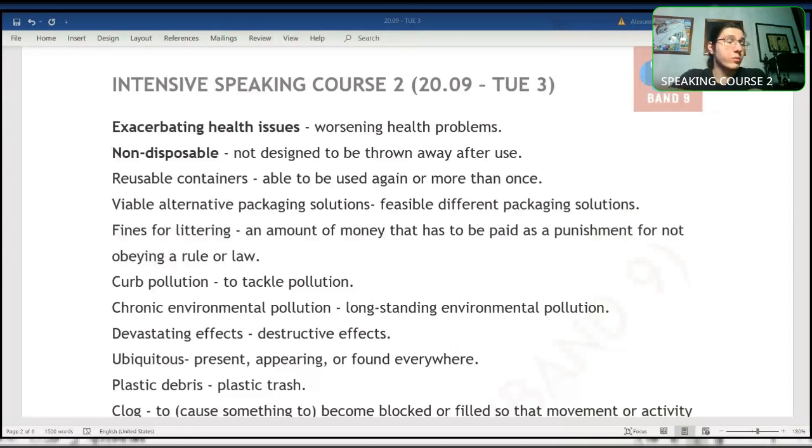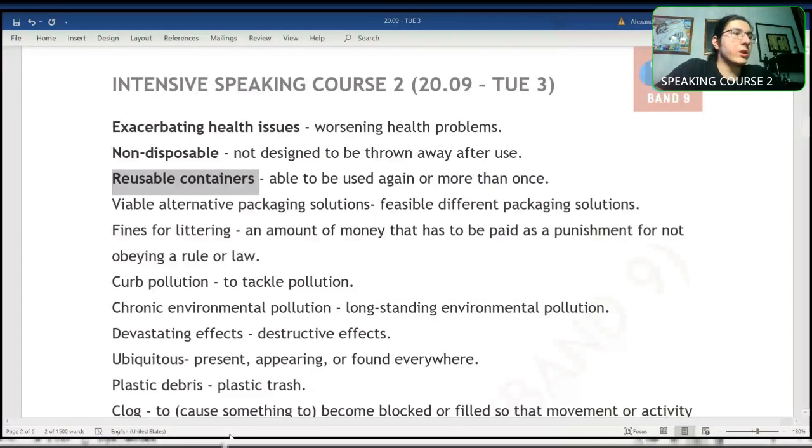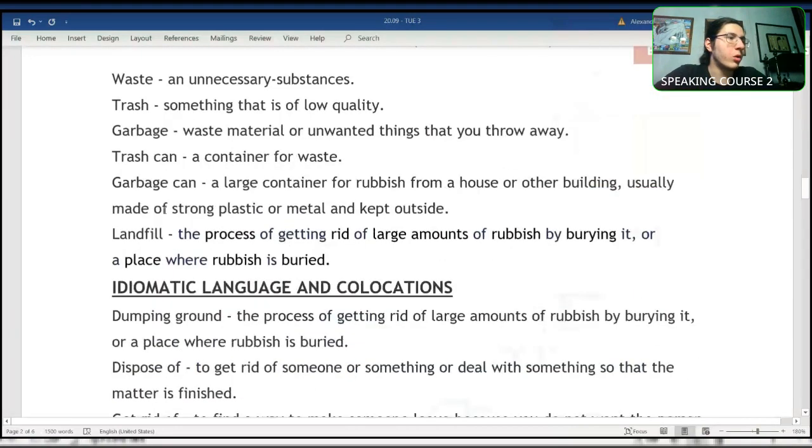Next is going to be reusable containers. Reusable containers are containers that can be used again, or more than once. So for example, if you have one of those little plastic boxes for food, you can open it, take the food out, put something else in and close it, and then use it again and again. So that is basically reusable. So this is a great word.